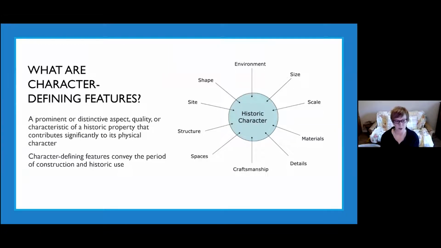So here's an example: what contributes to historic character? It can be the shape, the site, the structure, the space, the craftsmanship, the details, the materials, the scale, the size. So really it's any prominent or distinctive aspect, quality, or characteristic that contributes to its visual character. And these characteristics also convey the period of construction and the historic use. So it's anything that helps you identify how the building was used and when it was constructed, and potentially how it changed over time.